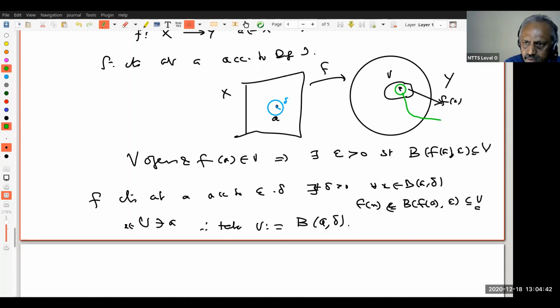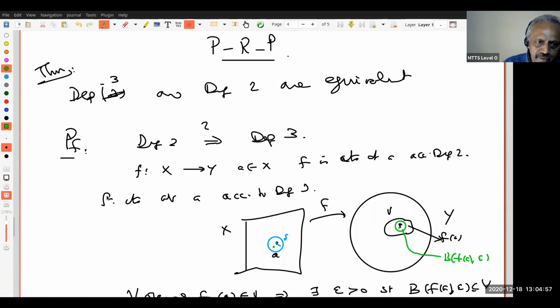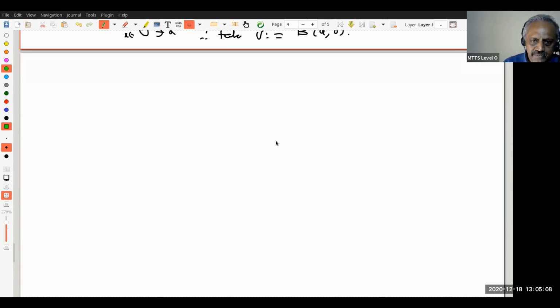This is my B(f(a), epsilon), right? So every point here, I go here. That's it, right? So what have we proved? We have proved if I assume f is continuous according to definition 2, it is continuous according to definition 3. Okay, pause, review, proceed.